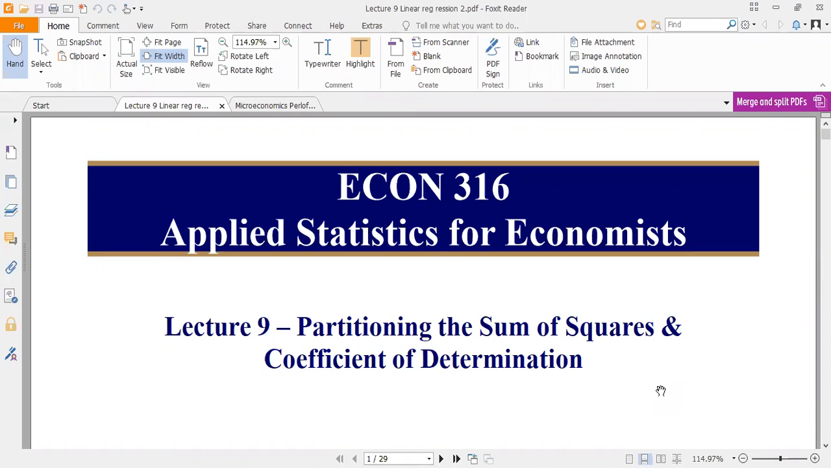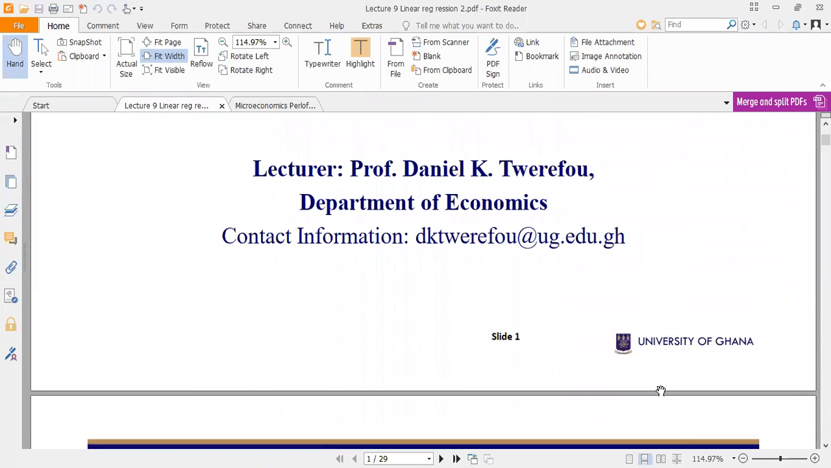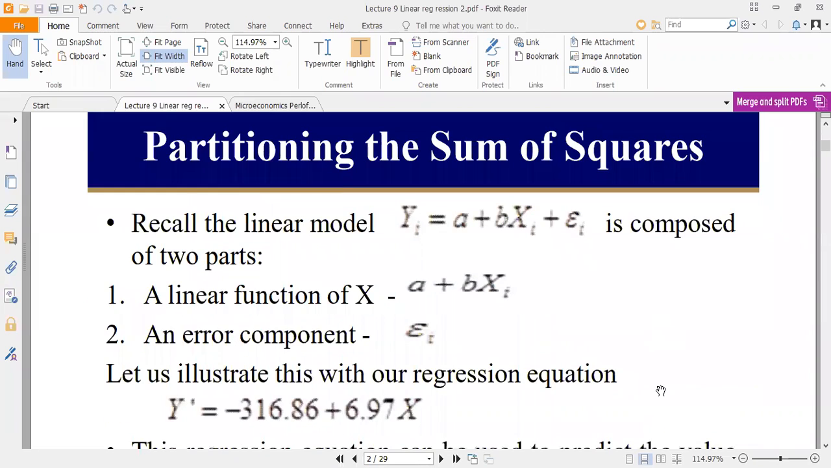Okay, so last week we started with the simple linear regression model. So we continue from there today. Last week we were able to derive the formula for finding the values of the parameters, the A and the B. After finding the parameters, we were able to find the regression equation or the regression model. So today we'll look at how to partition the total sum of squares into regression sum of square and then error sum of square.